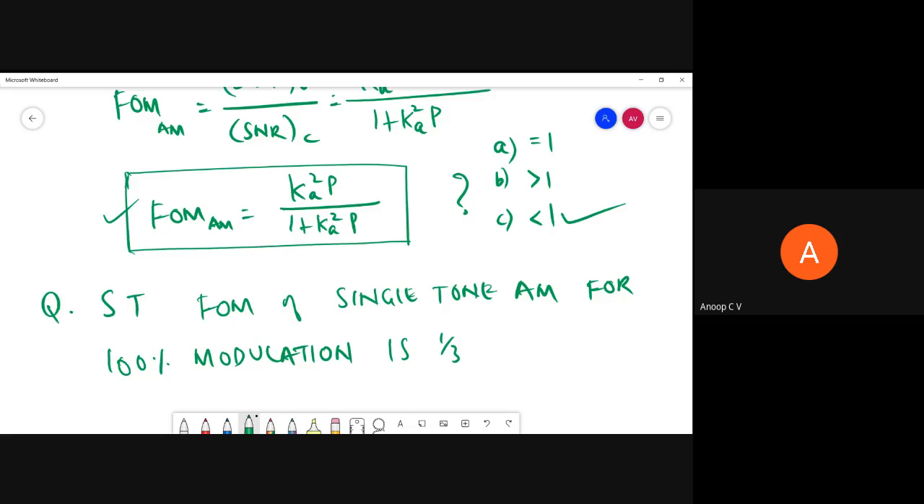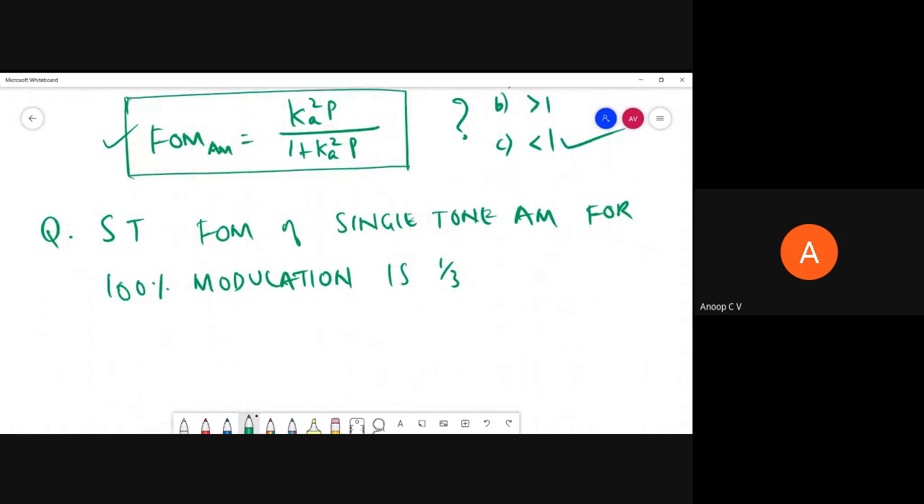So it can be as a derivation or as a proof, right? So this is just to compare this. Why? Because the single tone AM is one of the easiest cases of standard AM, where the message signal is a single frequency or single tone signal, a sinusoid, right? m(t) is a sinusoid.